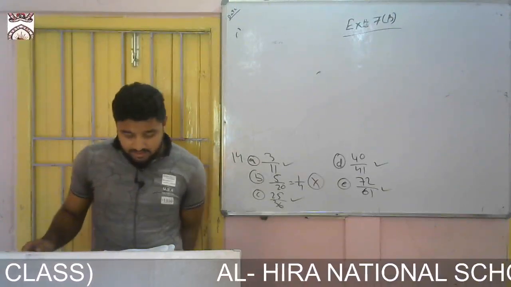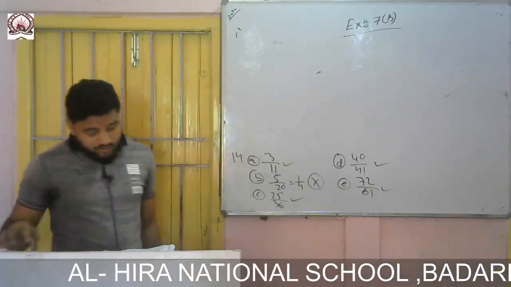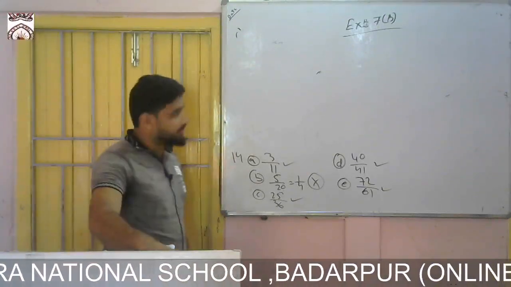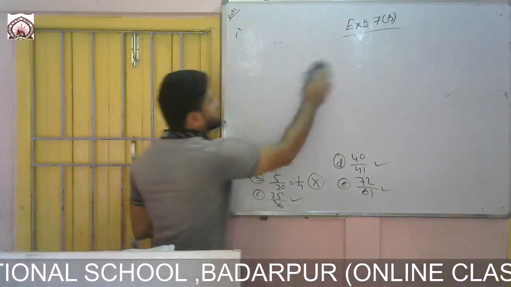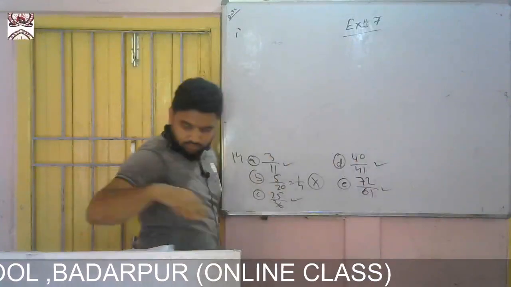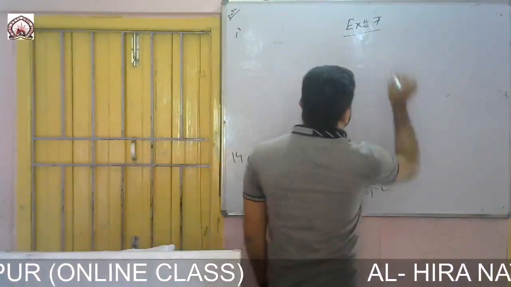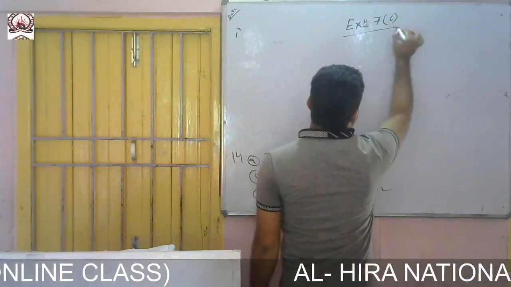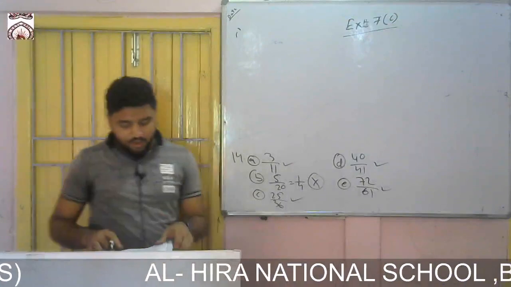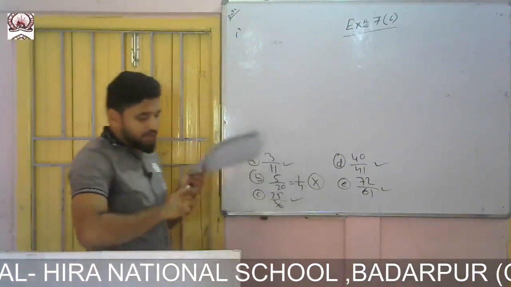Now come to exercise 7C. So exercise 7C is what? Add. So see how to add. In exercise 7C, what is that? Add 2 by 7 plus 3 by 7. So see how to add.